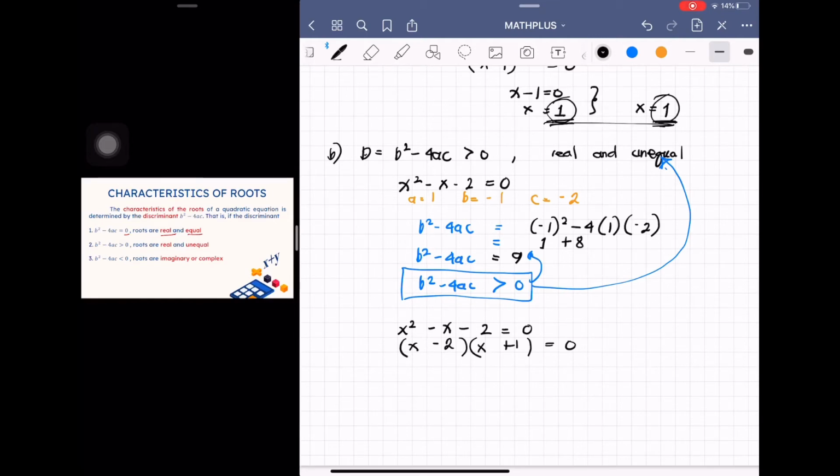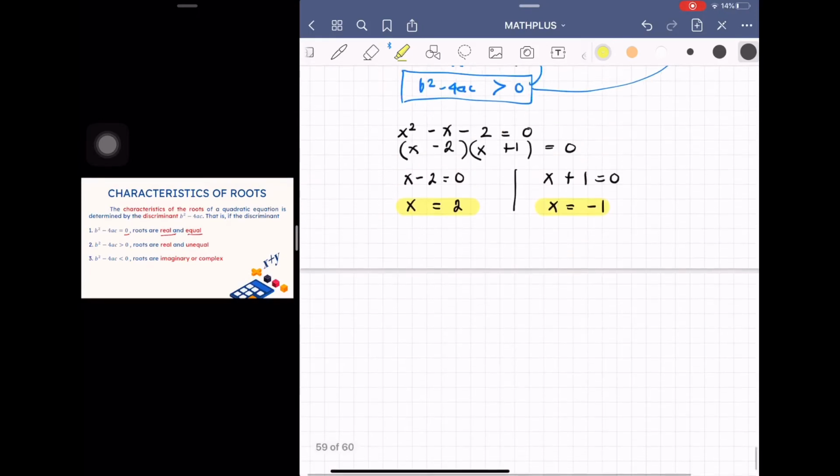So that's correct. And then we equate each of the factors to the right side of the equation, which is 0. And we'll be able to solve x equal to positive 2 as one of the roots. And then we get x equal to negative 1 as the other root. So these roots are real numbers, but they are unequal. Okay, that's your second condition.